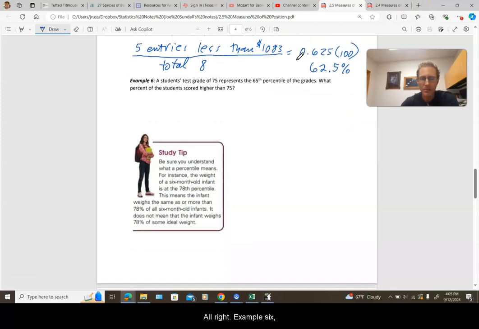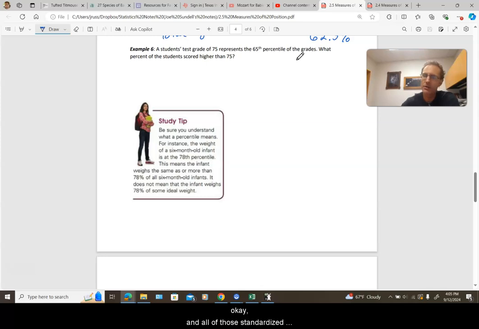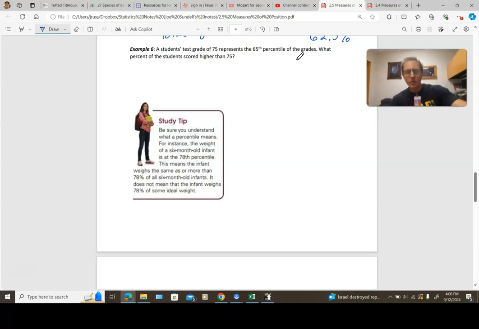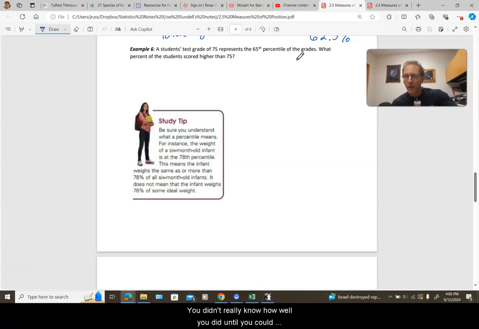Alright, example 6. All of those standardized tests that you took when you were in school, the results were always, or at least when I was in school, they were always percentiles. They would give you your raw score, but that didn't mean anything. You didn't really know how well you did until you could look at it as a percentile in relation to how everyone else scored. The raw score itself was meaningless.